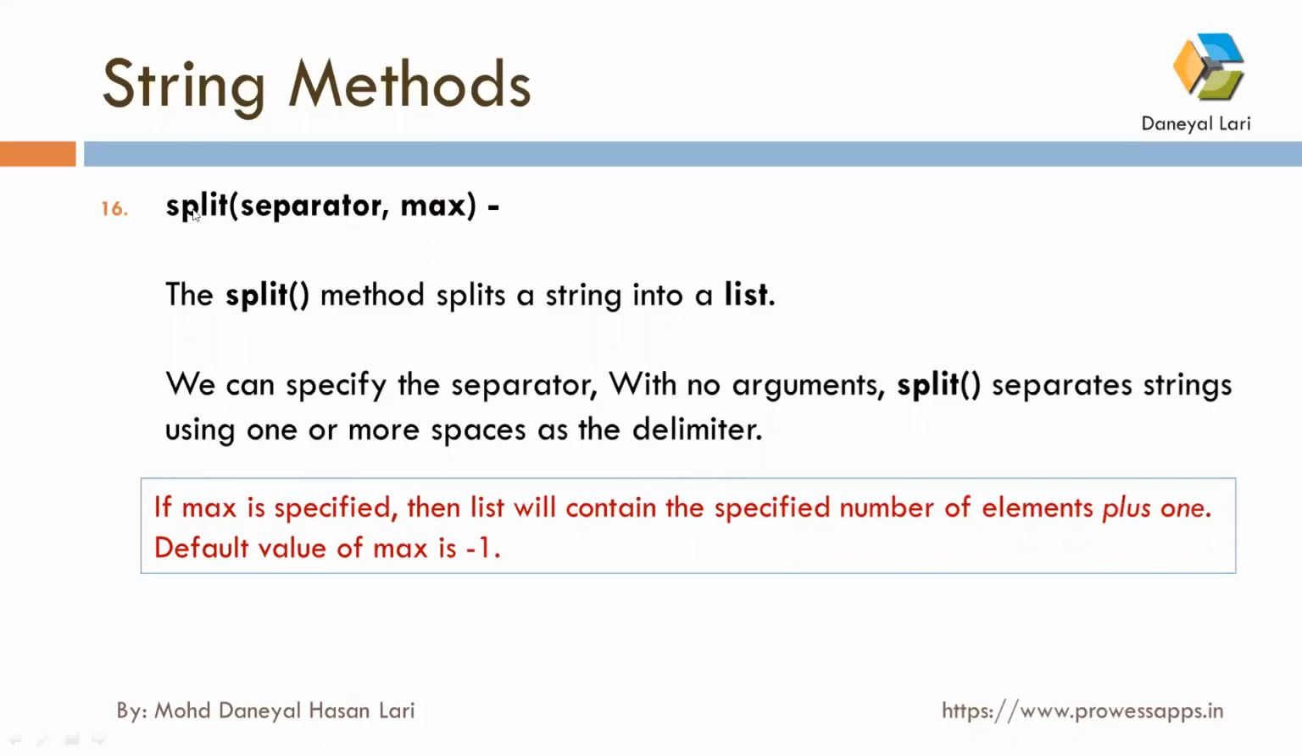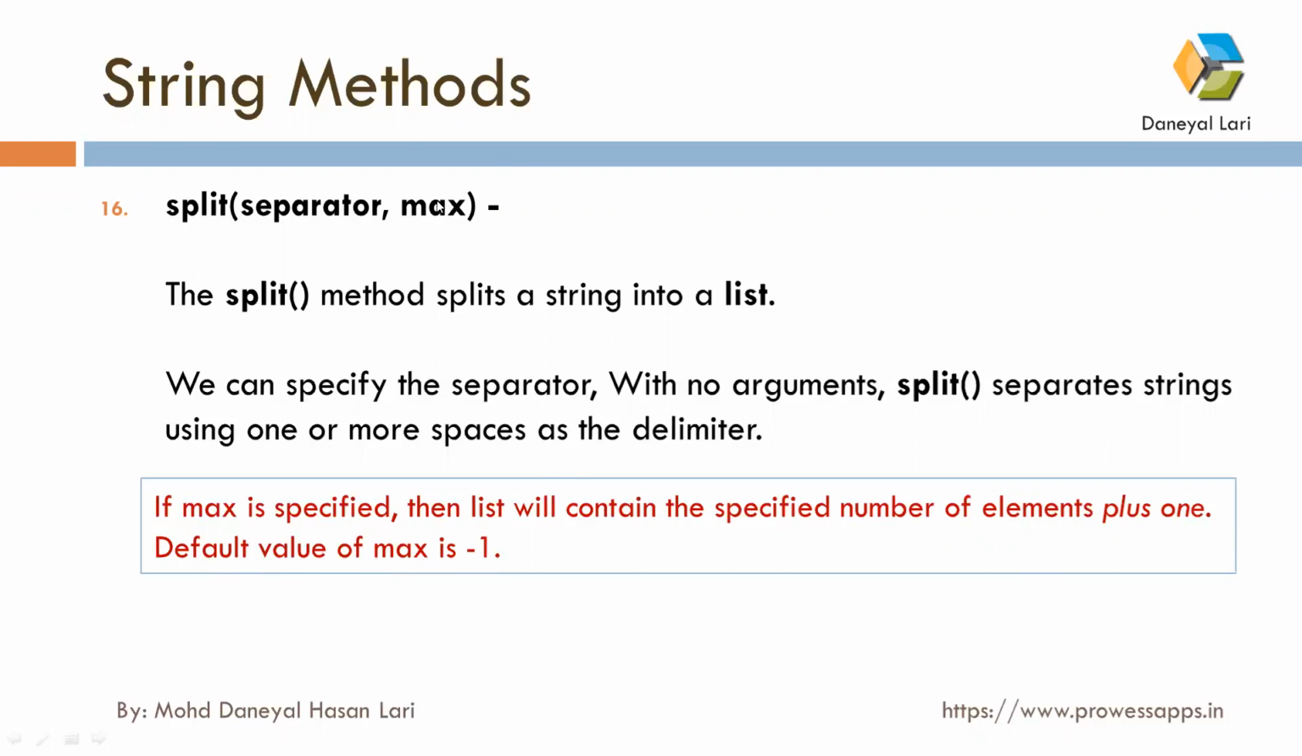So just look at the prototype of split. In split, you can pass the separator, on the basis of which character you want to split your string. If you do not specify the separator, then by default it takes spaces. And max means how many times you want to split. If you do not specify, then it is -1. If max is specified, then the list will contain the specified number of elements plus 1. Suppose I specify 5, then it will split into 5 plus 1, that is 6 parts. The default value of max is -1.